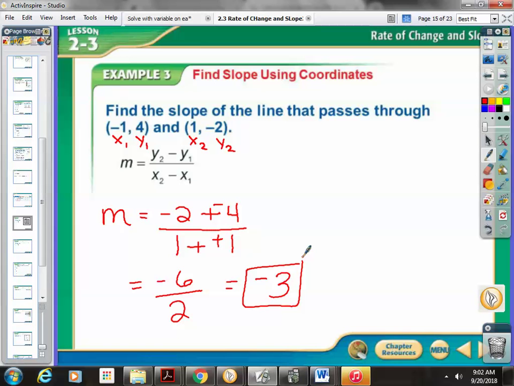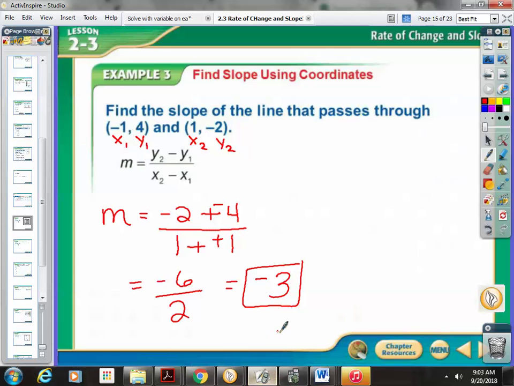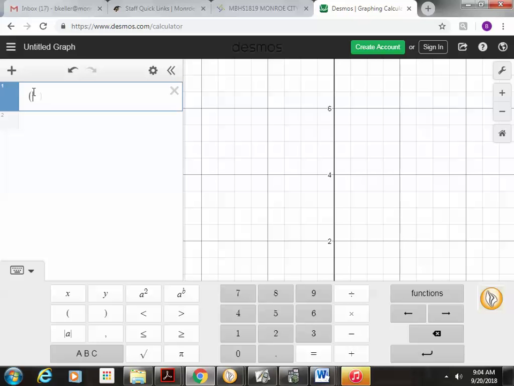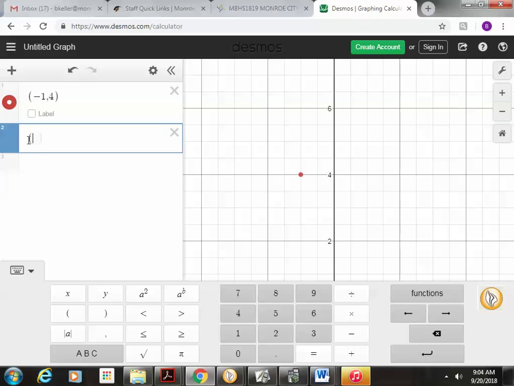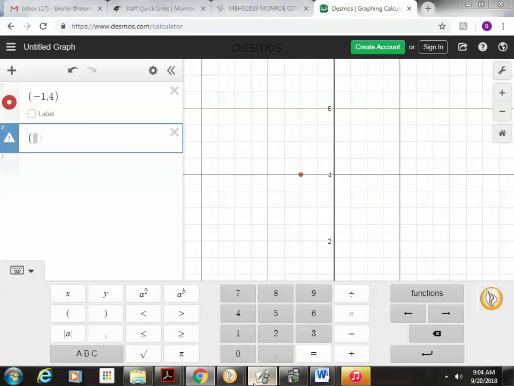Do you guys all have your Chromebooks with you? Would you please open Desmos on your Chromebook? Okay, so in Desmos, I want to plot these 2 points, if you would please. The 2 points are negative 1, 4 and 1, negative 2. So we'll type in negative 1, 4 and 1, negative 2.